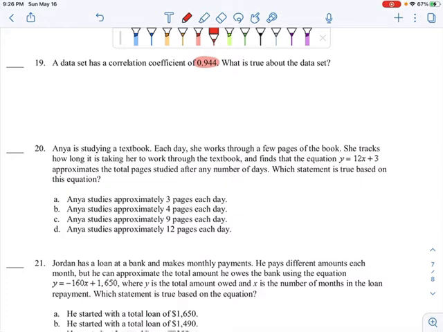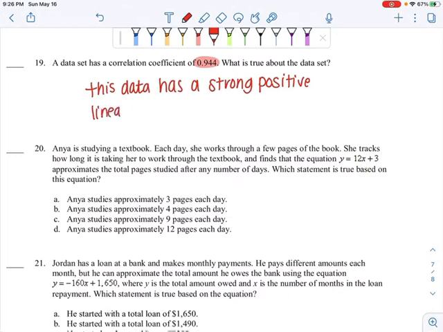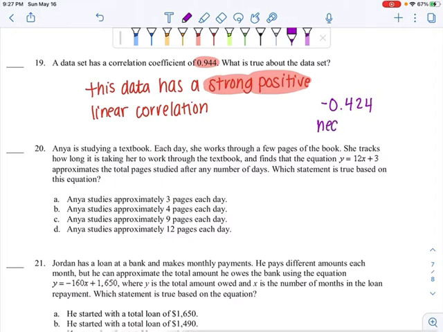So we would say this data has a strong positive linear correlation. So strong positive. Let's just say there was an example of negative 0.424. Okay, this would be a weak negative. It's weak because it's below 0.5, and it's negative for the obvious reason of the number being negative, okay?